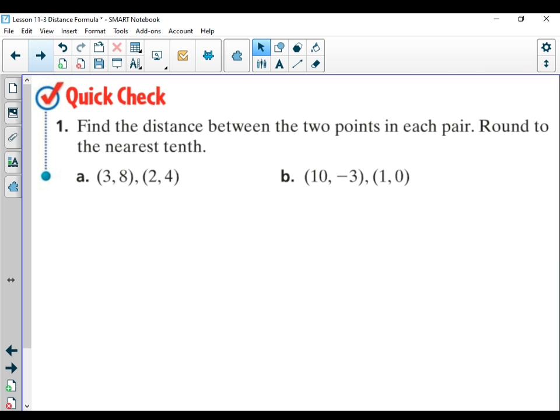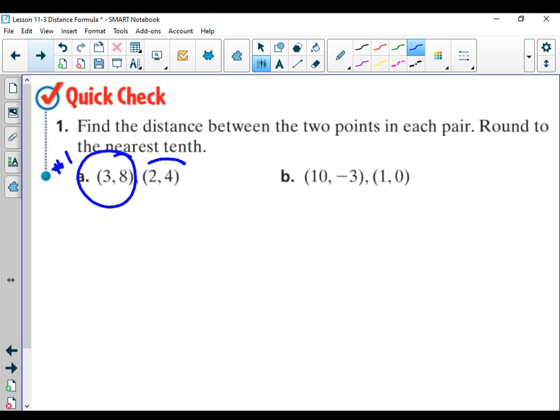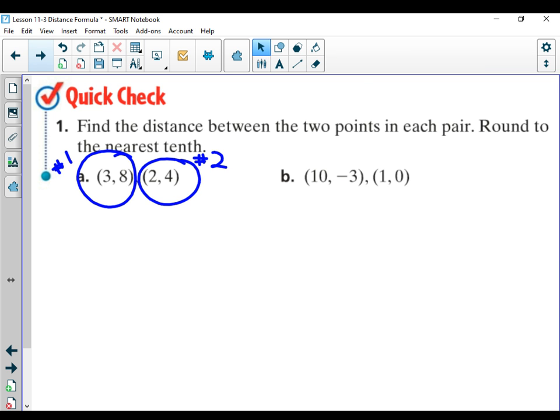Please take the time to name the groups. I promise you it's going to be so much easier. Group 1, group 2. X comes first, Y is second.